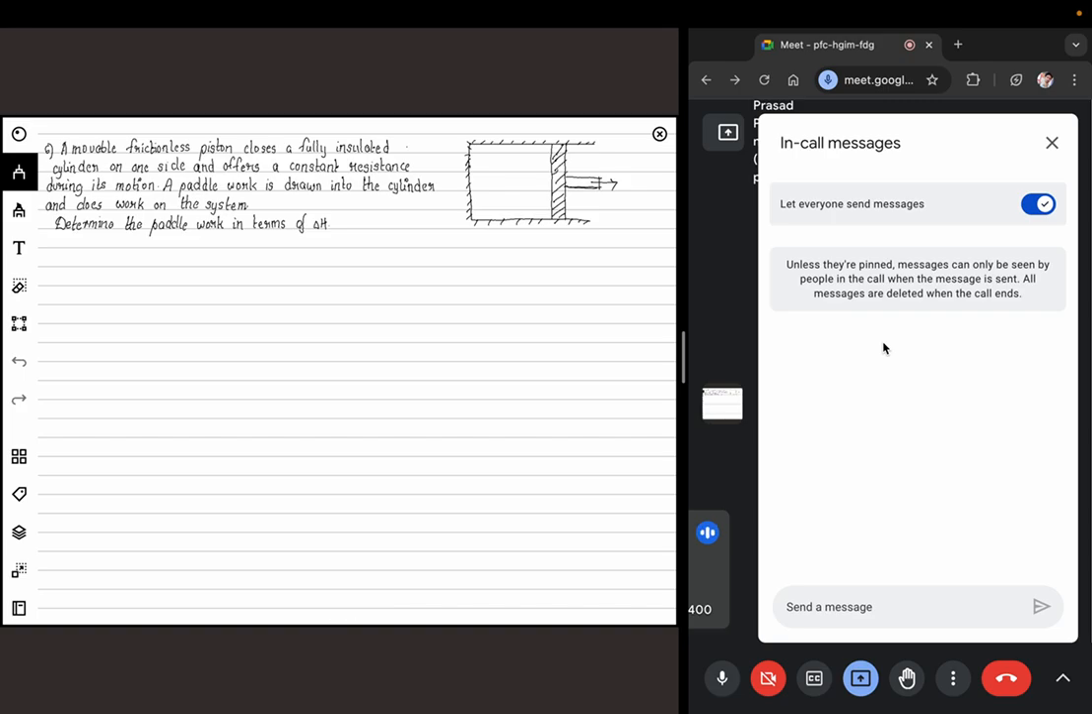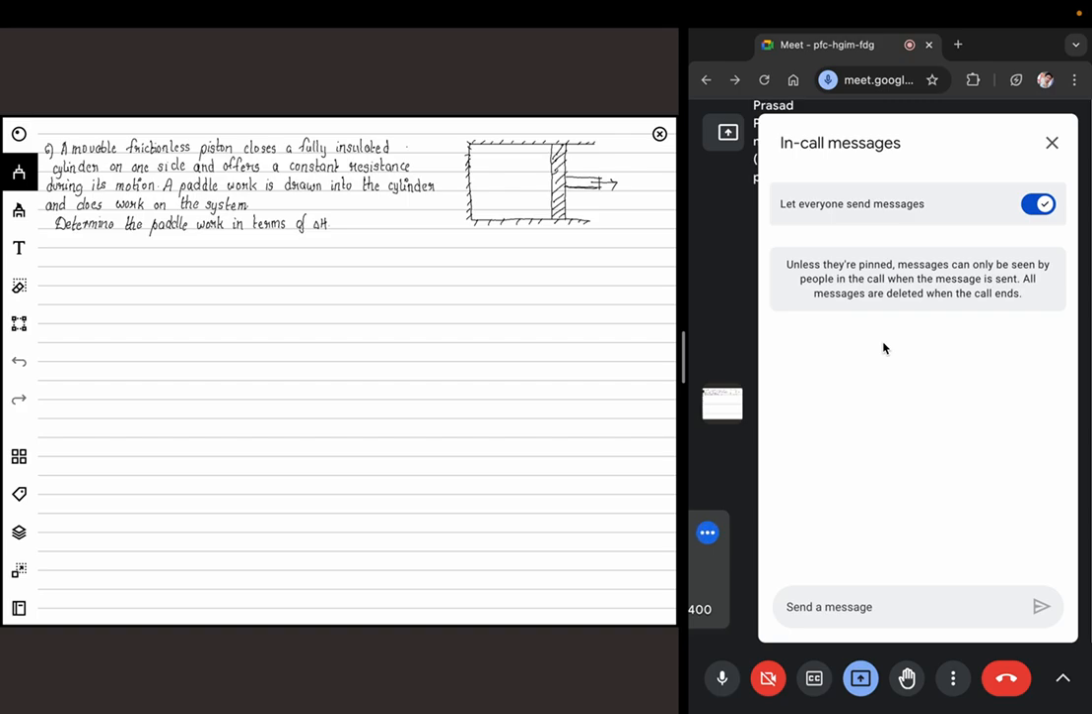So here you have a movable frictionless piston that is inside a fully insulated cylinder, so there is no heat transfer across it, on one side, and it offers a constant resistance during its motion. So why are we saying it's a constant resistance? When we say it's a constant resistance, it means that the pressure external to it is actually remaining constant, so that you can assume it to be a constant pressure process.